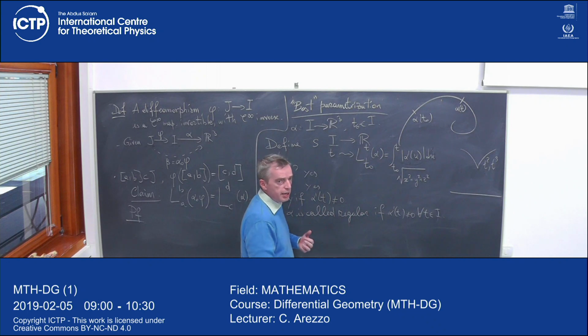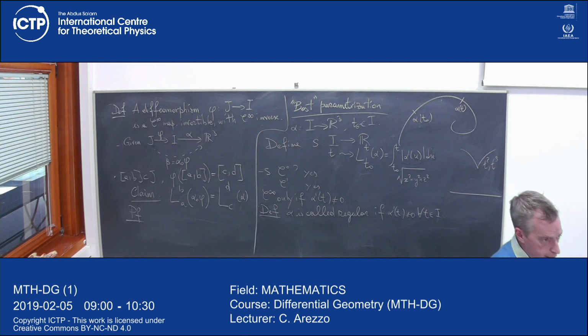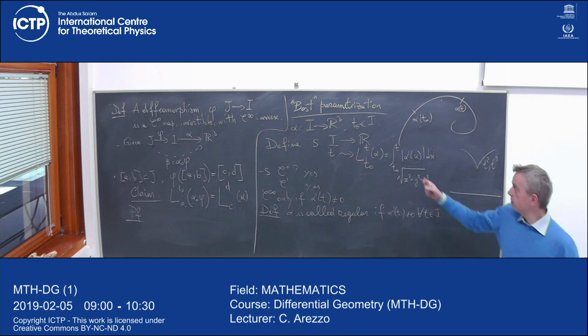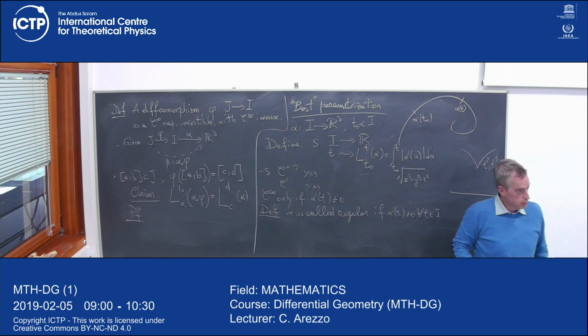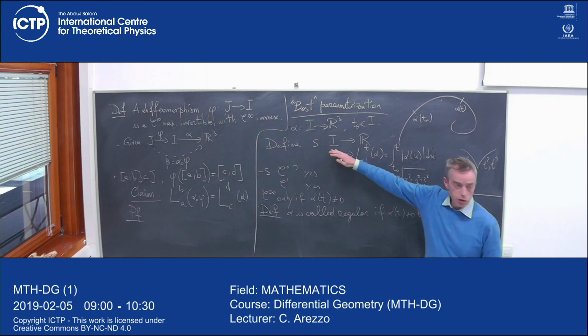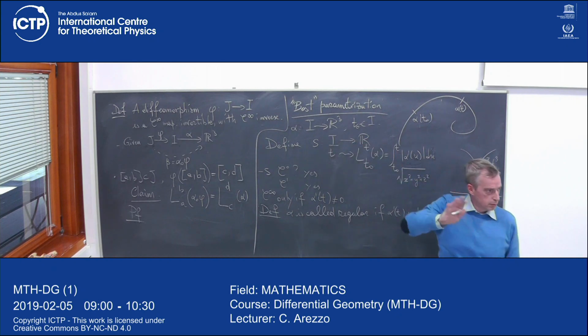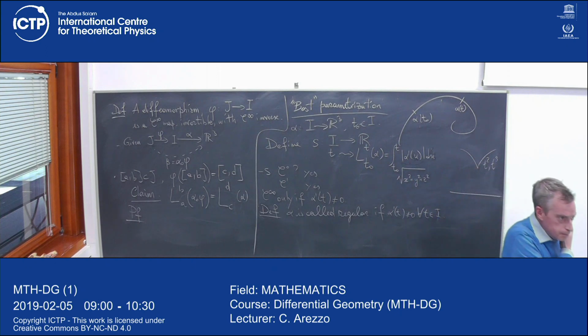And the question is, is the inverse again C0, C1, C infinity? And the answer is yes. Because the derivative of the inverse, you can relate it to the derivative of the original thing, and this object is always non-zero. So now, under this assumption, S is actually a diffeomorphism between the original interval and some other interval. So that's the moment to stop.